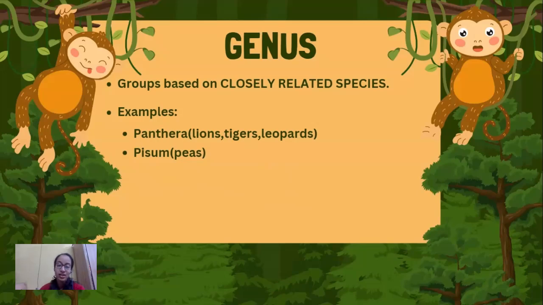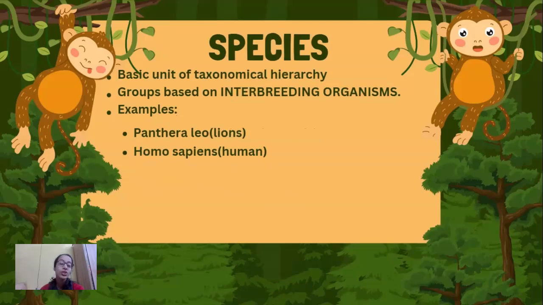Genus. Genus is a group of closely related species. For example, Panthera includes lions, tigers, and leopards, and Pisum is the genus for peas. Species. Species is the smallest and the most specific group. It includes organisms that can interbreed and produce fertile offspring. Example: Panthera leo, that is lion; Homo sapiens, that is human beings.